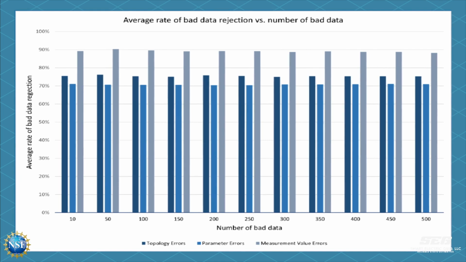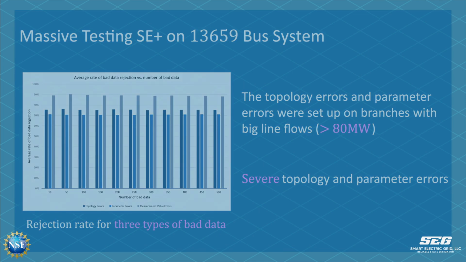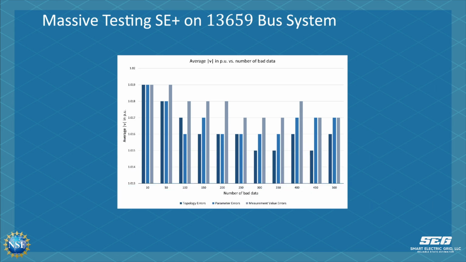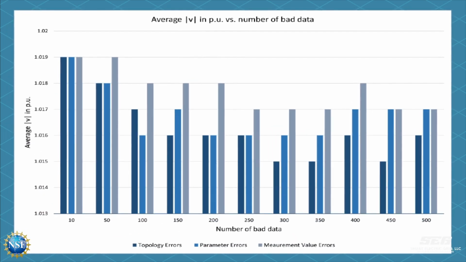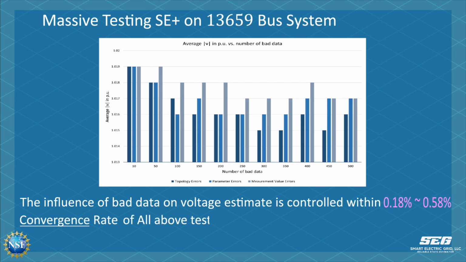It is also good to see that the bad data rejection rate of SE Plus is not sensitive to the number of bad data. We display the average voltage magnitudes for each type on different numbers of bad data. Because most of the bad data were rejected, the average voltage magnitudes have relatively small changes from 1.015 to 1.019 per unit, which implies that SE Plus can keep the accuracy even under a large number of bad data. Furthermore, for all the massive testing cases, the convergence rate of SE Plus was 100%.